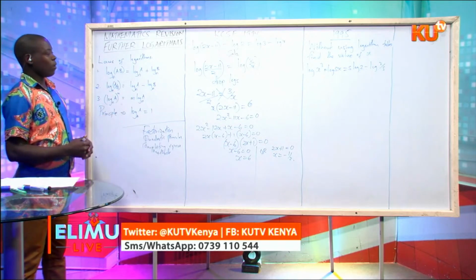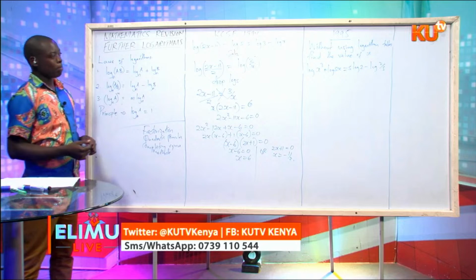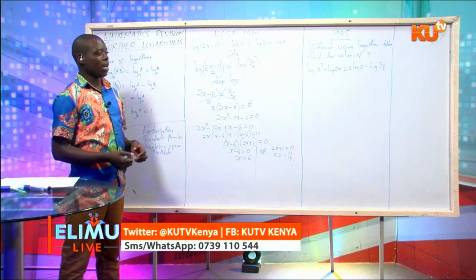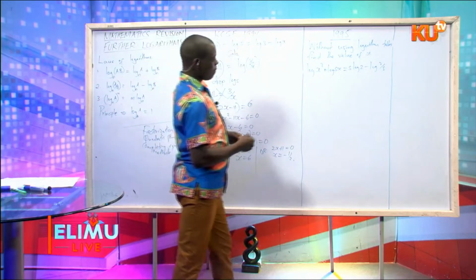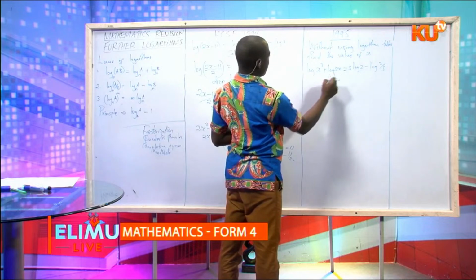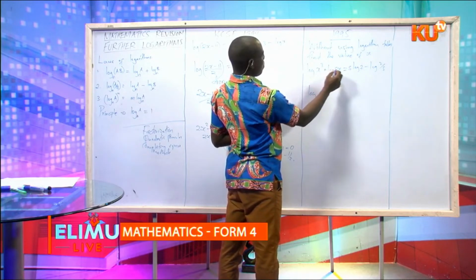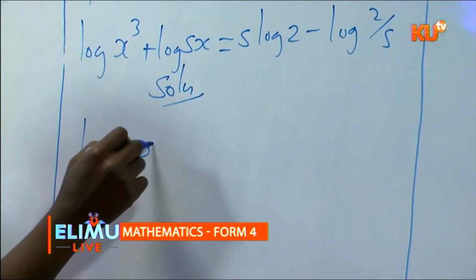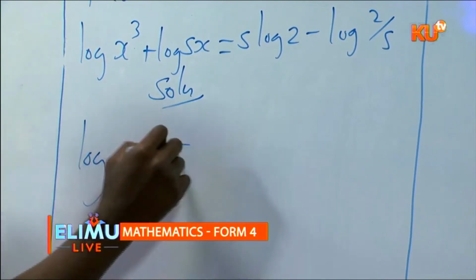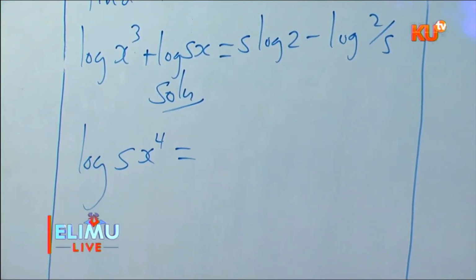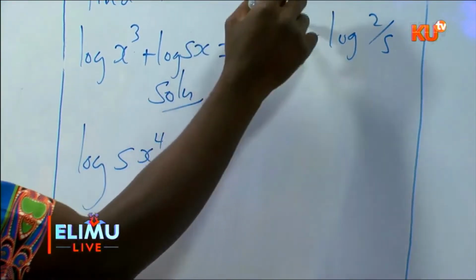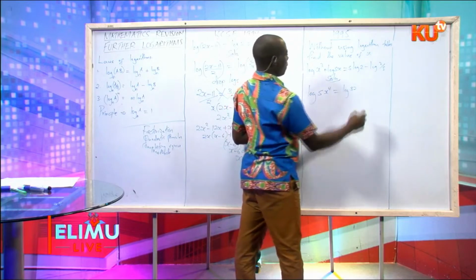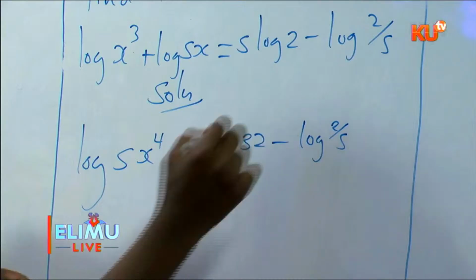In the first case, we apply the first law because that is addition. And the bases, again, they have not been stated. So the presumption that the base is 10 still holds. So we'll have, in this case, log x cubed and then 5x, that will give us 5x to the power 4 is equal to, the 5 comes to be the power of 2. So we have log 2 to the power 5, that is 32. Then we minus log 2 over 5.